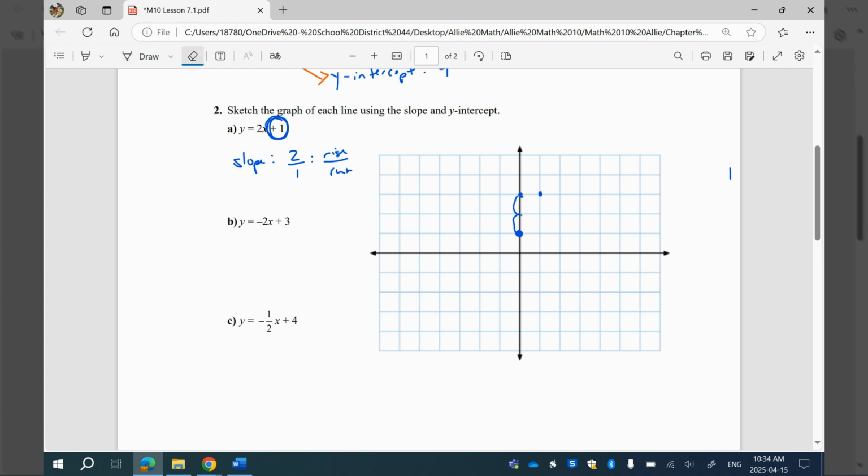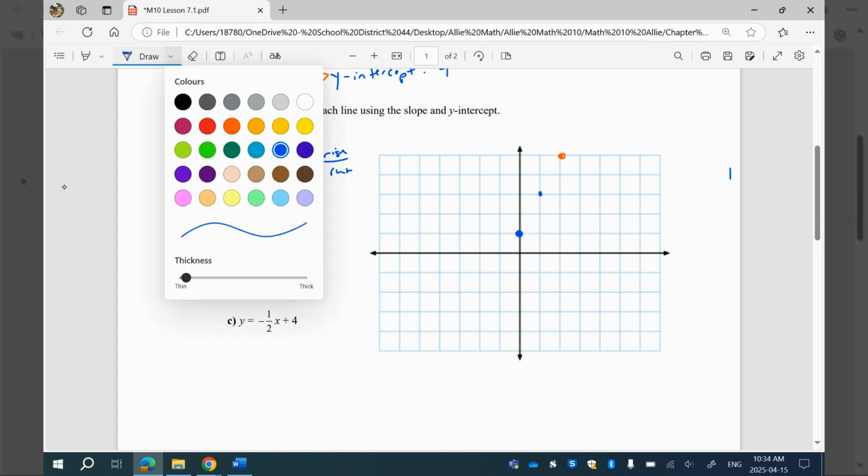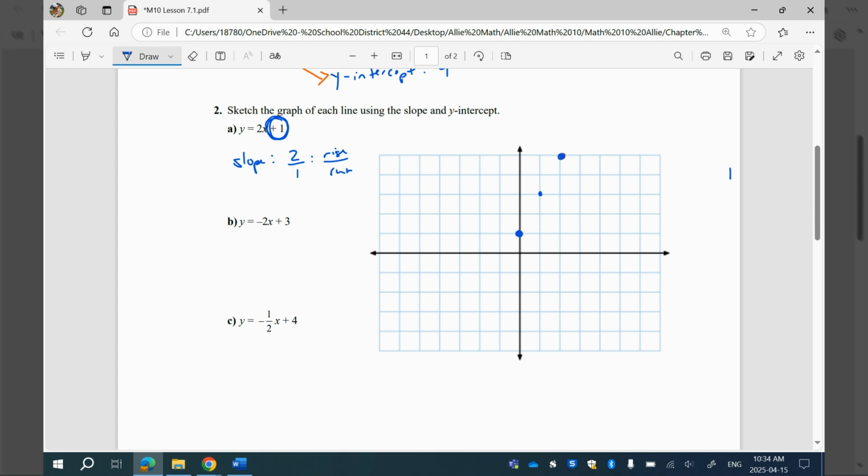So I'll erase that so it's not confusing. Maybe I'll do it in another color. From there, we're going to rise 1, 2, and run 1. So there's a dot right there. Do it in a different color. And to go in the other direction, it's true that 2 over 1 is equal to -2 over -1.